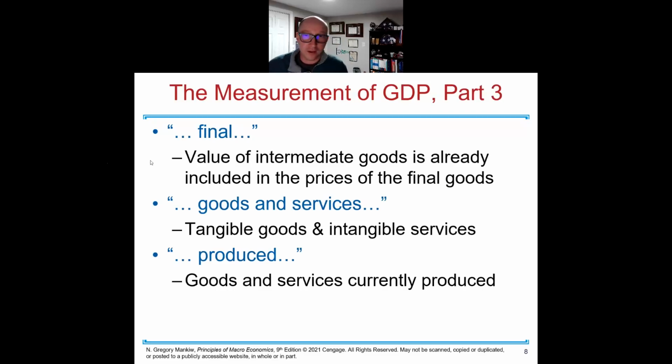We look at the value of the intermediate goods that are already included in the prices of the final goods. Here's what that simply means. To create a product, it requires direct materials, direct labor, and factory overhead. If you've had me for Principles of Accounting 2, you will know what that means. But I'll explain it for those of you who have not yet had me for Principles of Accounting 2.